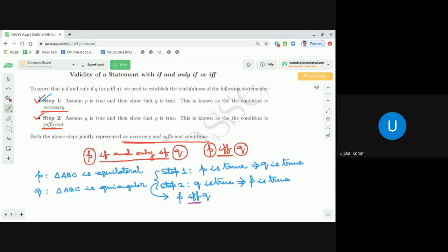And when we take that assumption that ABC is equiangular, we are able to prove that ABC is equilateral. So here, what is it? We are assuming that ABC is equiangular, which is sufficient to prove that ABC is equilateral. That is called the necessary and sufficient condition.